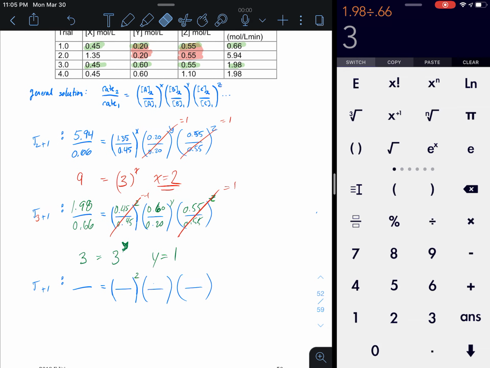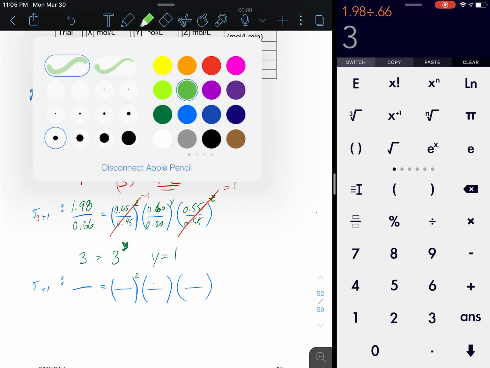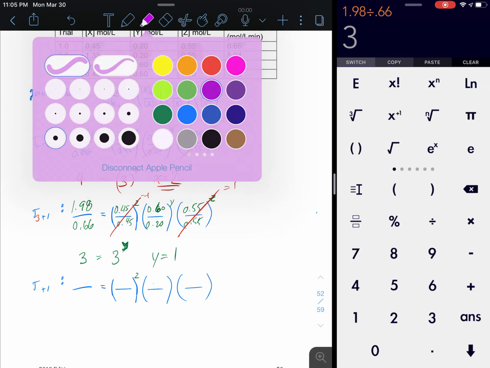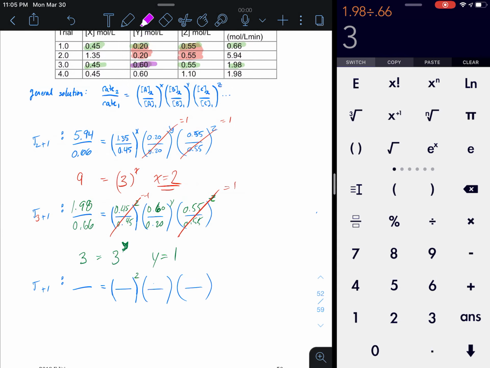We want to use one where z has changed and everything else has stayed the same. So the only example I see is this: 0.6 and 0.6 stay the same, 0.45 stays the same, but there is a change in z. And, ooh, what does that mean? Hopefully you're screaming at your screens that you already know exactly what's going to happen here.